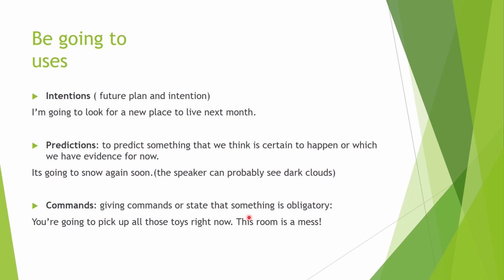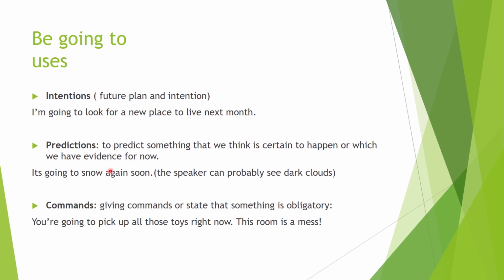Look at the example. I'm going to look for a new place to live next month. Now, it's my plan and intention to look for a new place to live next month. Now, next month is the future. We are talking about this and we are planning about this. So, we use be going to.